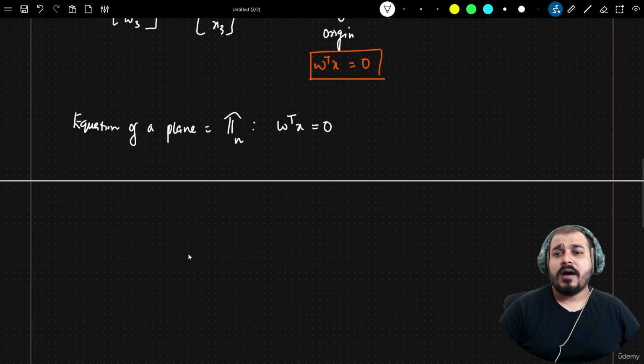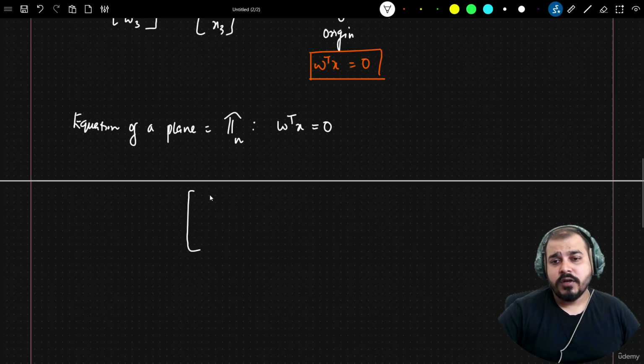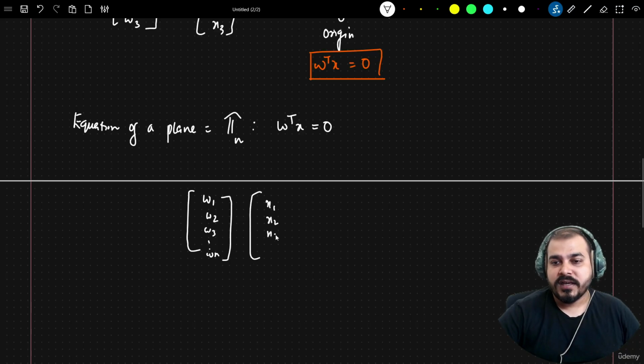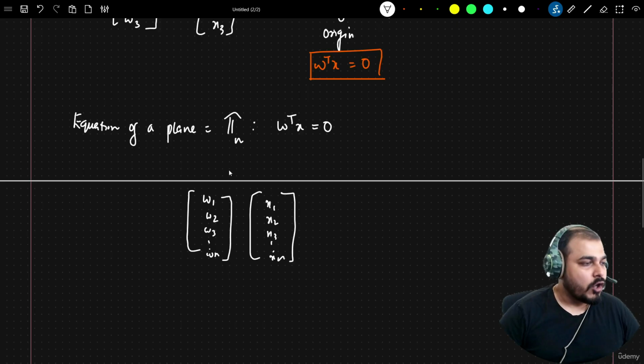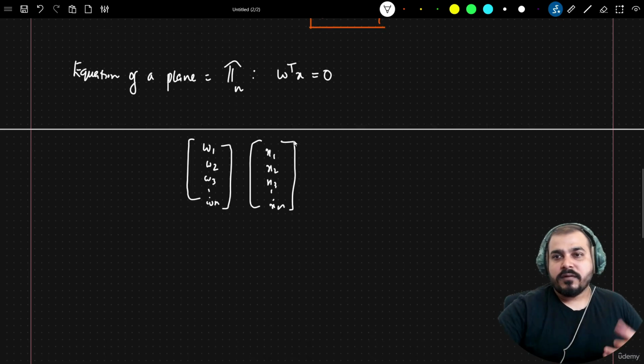And in this particular case, obviously my w value will be w1, w2, w3 up to wn, and my x value will similarly be x1, x2, x3 up to xn, right? And specifically when we do the dot operation, we are going to get this specific equation, that is w transpose x is equal to 0.